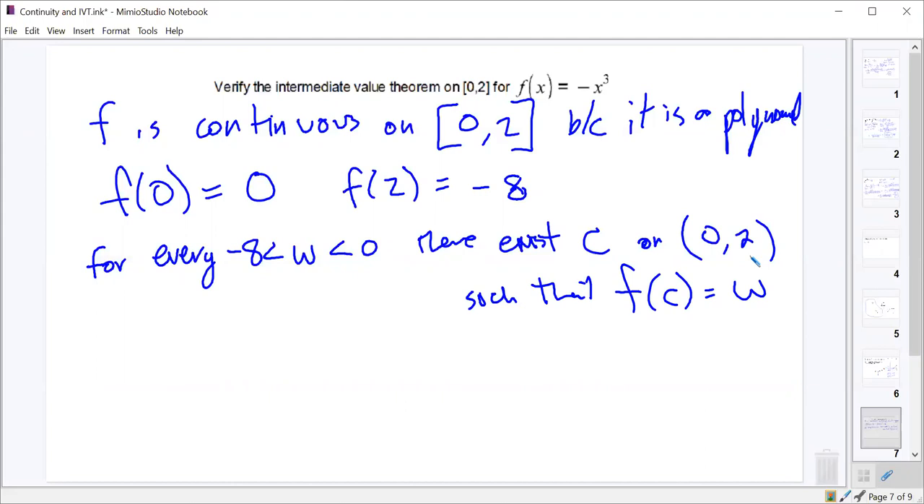Okay, so this is not verifying that it's true. This is just stating what should be true. So the question then becomes, how do I verify that that's the case? Well, I need to pick every w between 0 and -8 and show that if I want to obtain that value, I can obtain it using a c value between 0 and 2. Thoughts on how we'll do that? Because I can't just pick every value between -8 and 0, right? There are an infinite number of values between -8 and 0 to test, and that'll take kind of a long time if we try to do all of them.